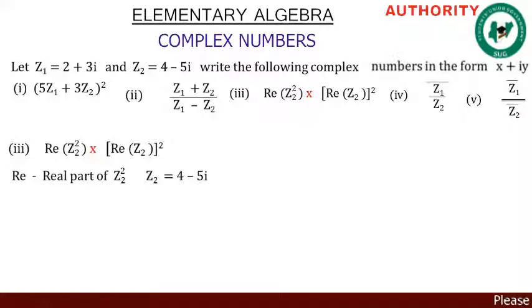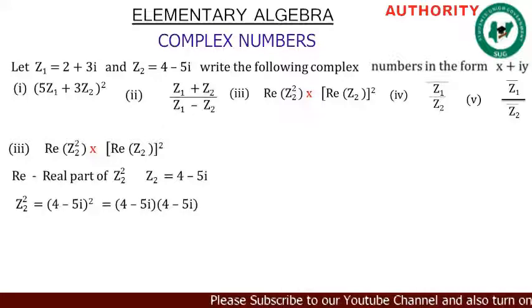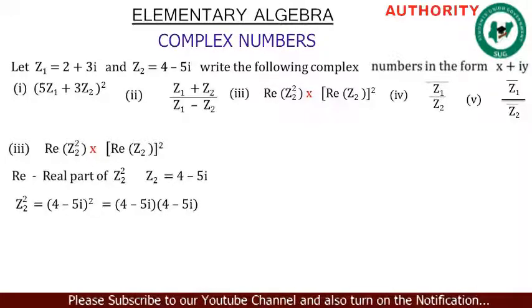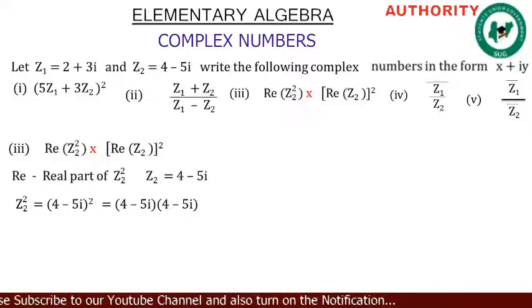Okay, now let's go. We have our Z2 to be 4 minus 5i. All right, now we're going to find Z2 squared. So Z2 squared is going to give us something like this: 4 minus 5i in bracket raised to power 2. That is the square. Okay, now we can open this into 2 brackets. So if we do so, we're going to have 4 minus 5i in bracket times 4 minus 5i in bracket. Okay, so let's open this bracket.